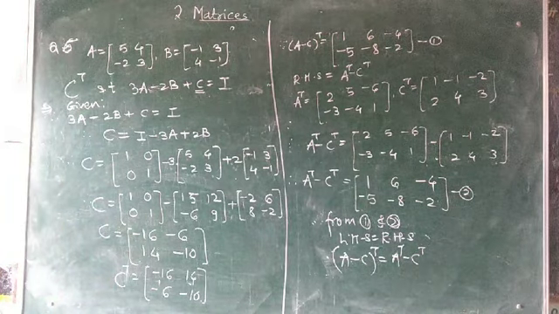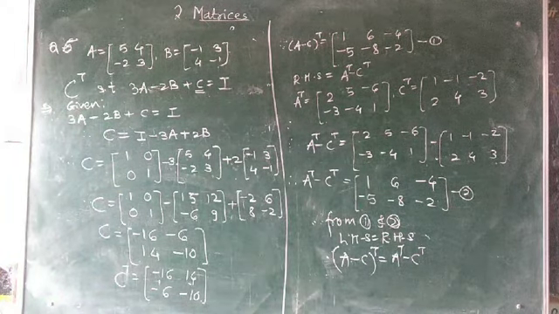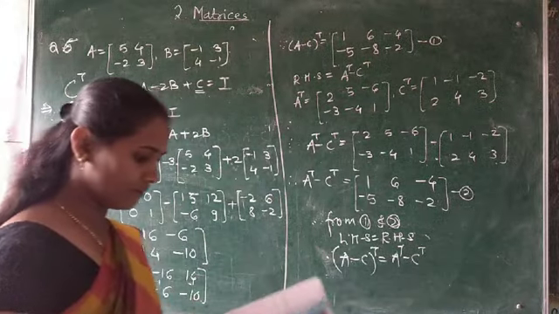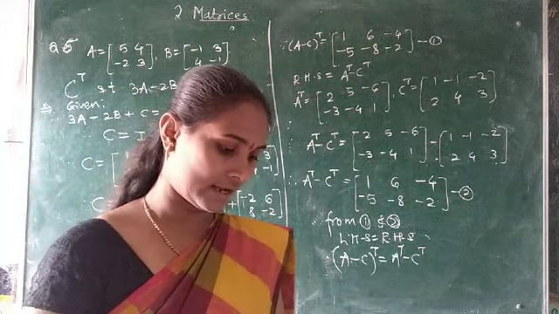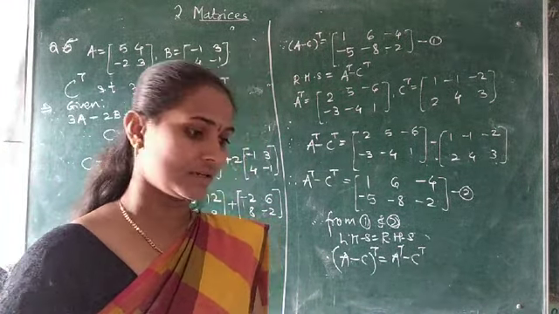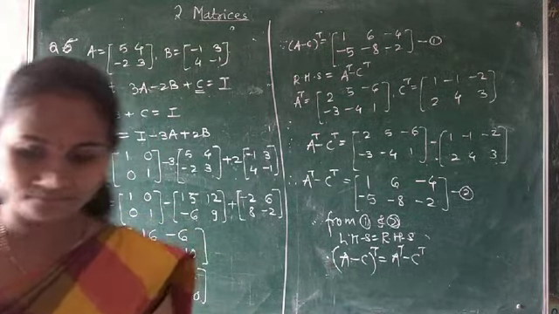Now what is question number 7? Question number 7 we will see in the next lecture, where there are 12 questions in exercise number 2.4. The remaining questions we will take in the next lectures.